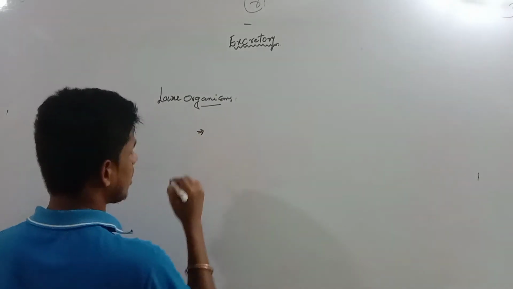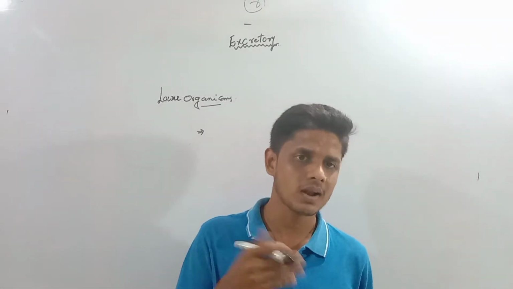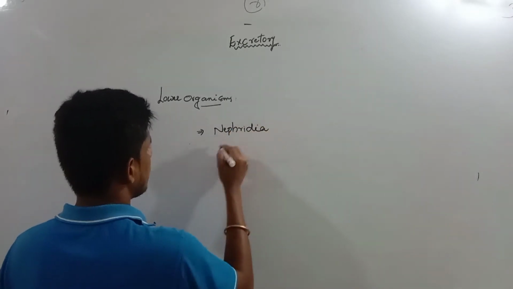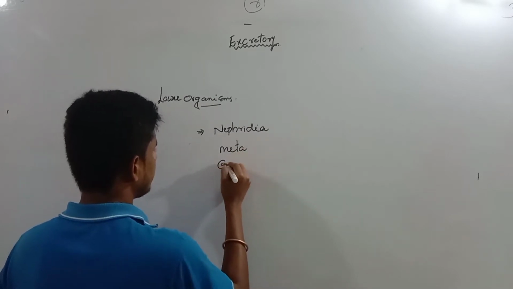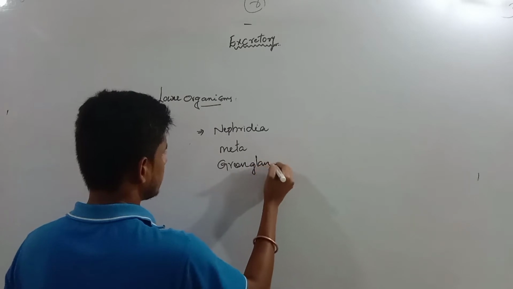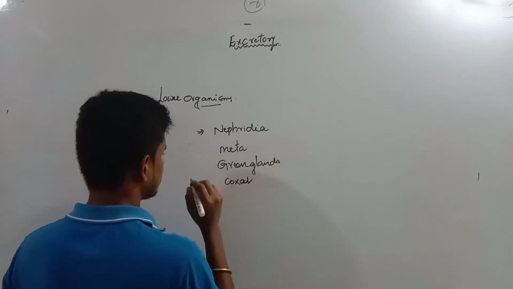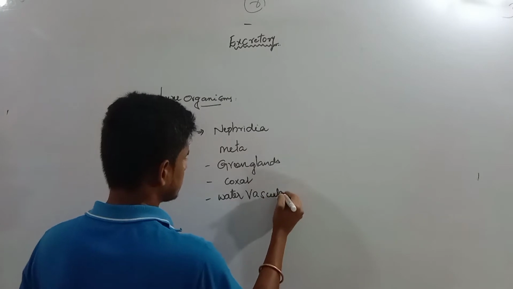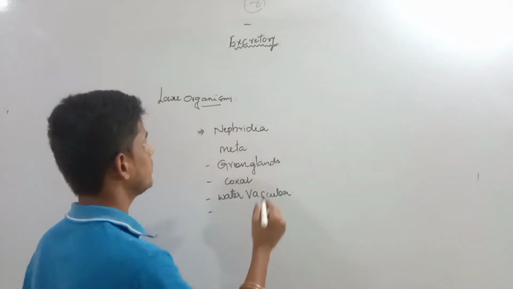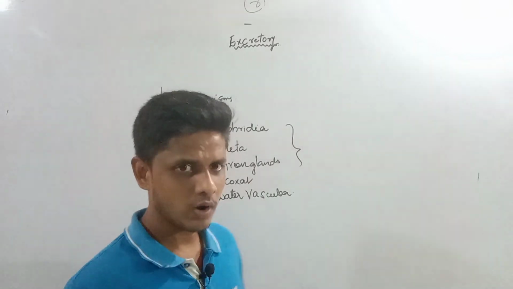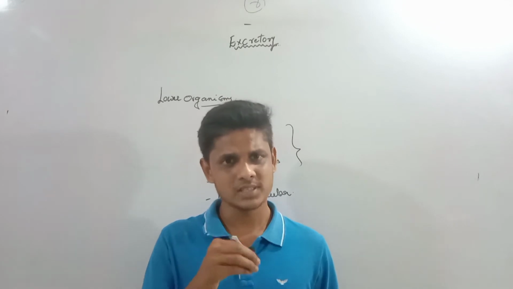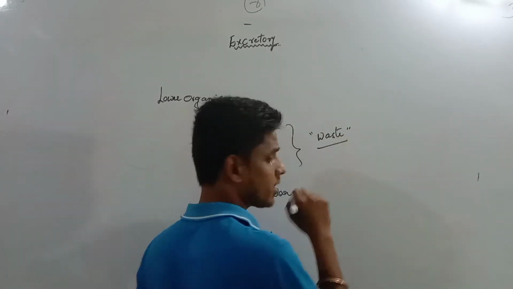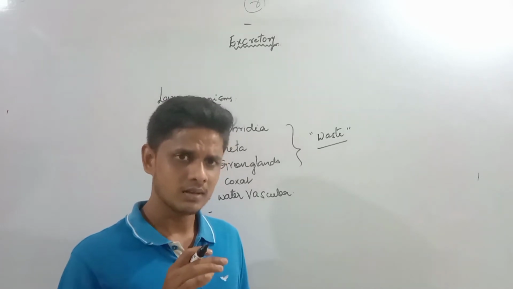So the particular organs involved in the lower organisms are nephridia and metanephridia and green glands or coxal glands or water vascular system and some other particular systems. Here I would like to say in the lower organisms the excretory system may not be developed, but whatever waste materials are there in the lower organisms, they should be excreted out.